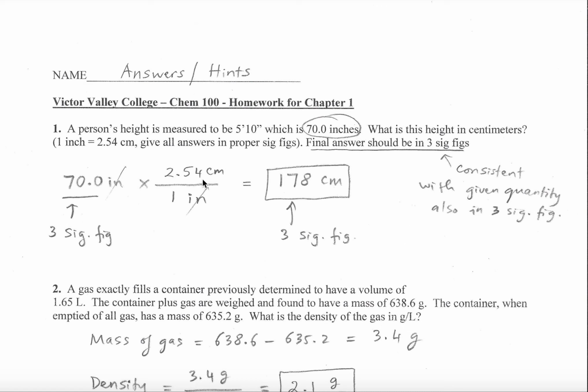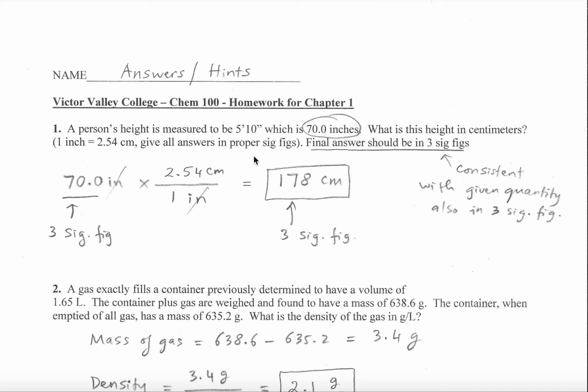For example, the first one: a person's height is measured to be 5'10", which is right at 70 inches. What is this height in centimeters? So the exercise wants us to convert inches to centimeters. What we need is the conversion from inches to centimeters, and it's given here. That's 1 inch equal to 2.54 centimeters.